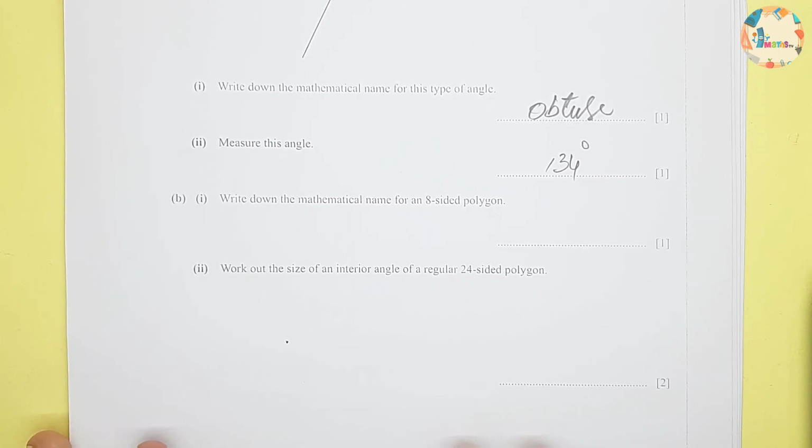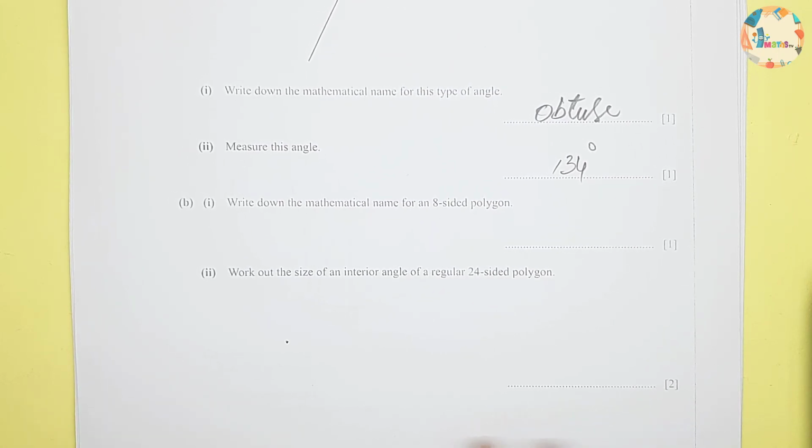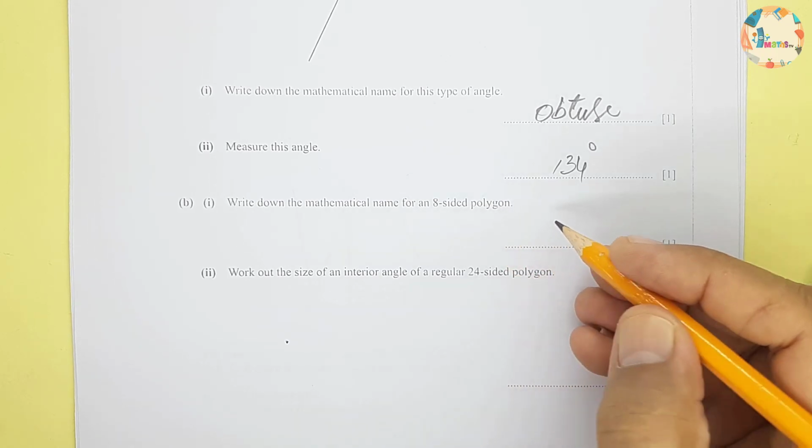Write the mathematical name for an 8-sided polygon. An 8-sided polygon is an octagon.